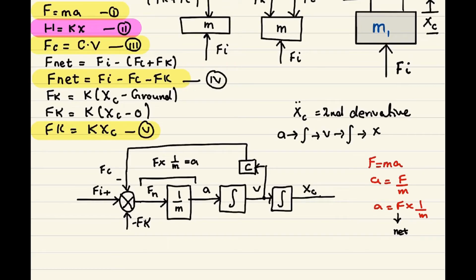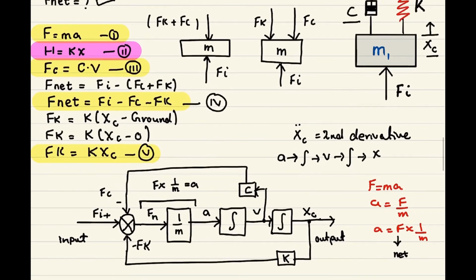Now the leftover is fk, and we know fk is taken from equation number 5, and in that equation it is the spring constant times the displacement xc, and we know the spring constant k is a constant. So we're going to pick this point, multiply it with the spring constant k and send it back here. And we know this is our output and that is our input. So that is a complete block diagram.